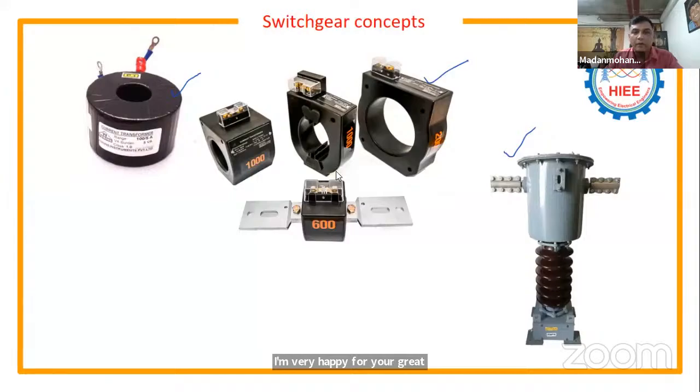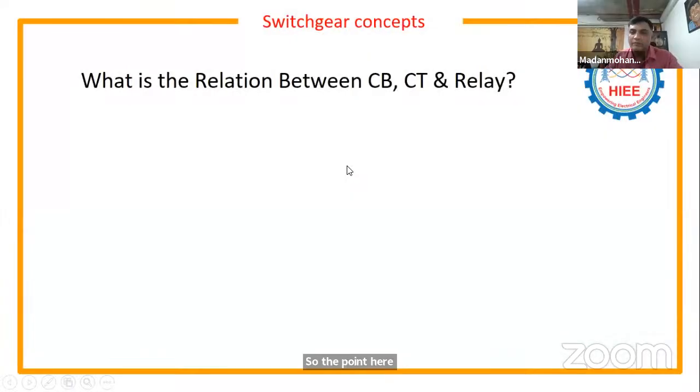So the point here is, now there is a big question. Why I'm asking this question is, when someone asks me what you mean by circuit breaker, generally people give the answer they learned in their academics: a breaker is a switching device which can isolate the faulty section from the healthy section by taking inputs from a relay.